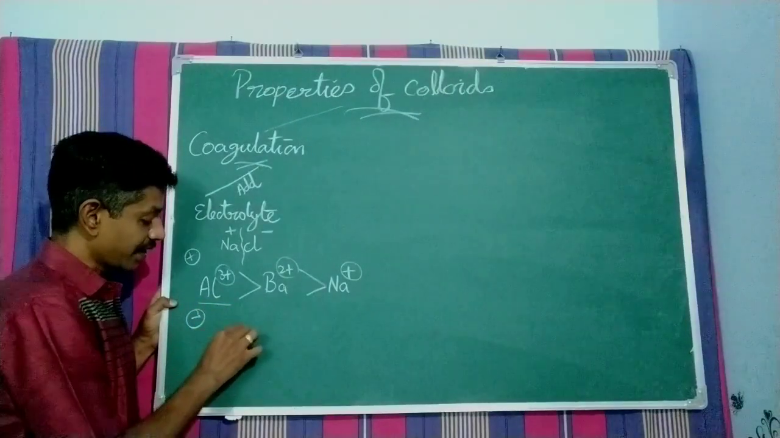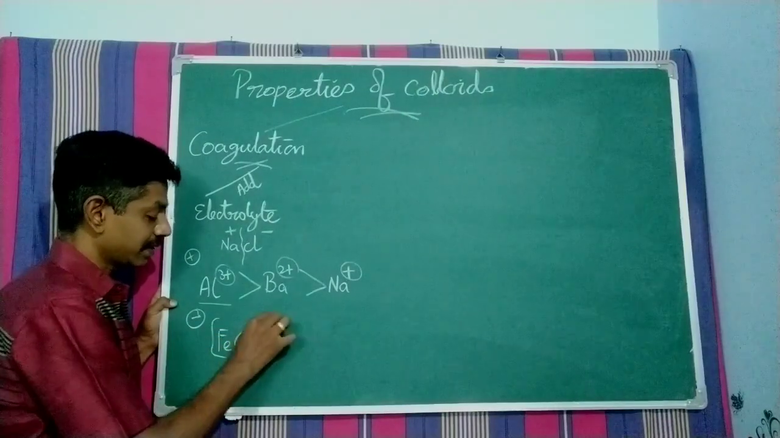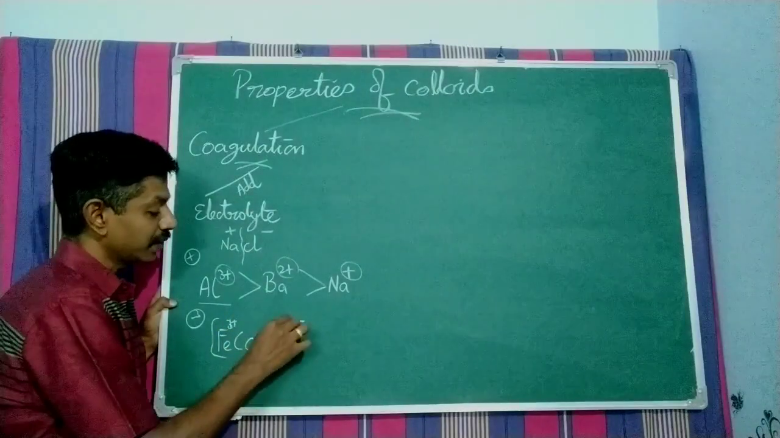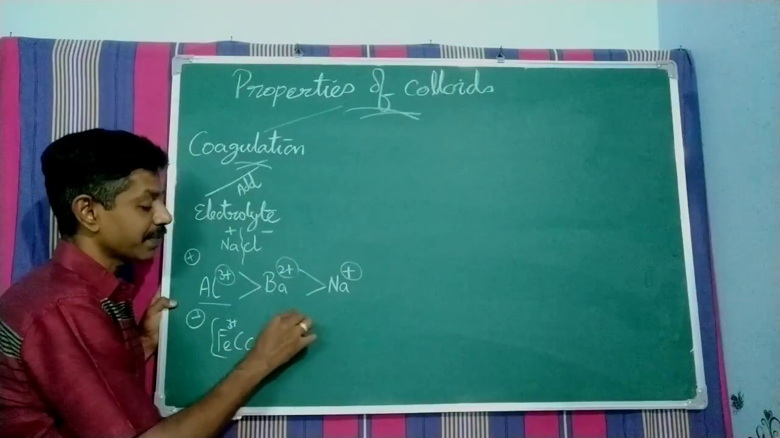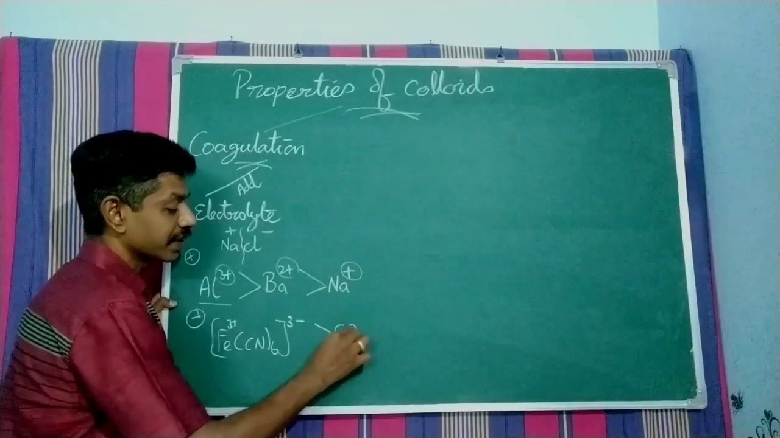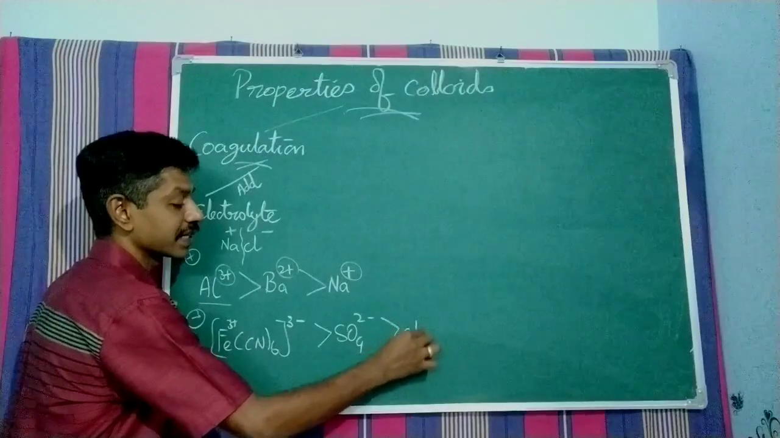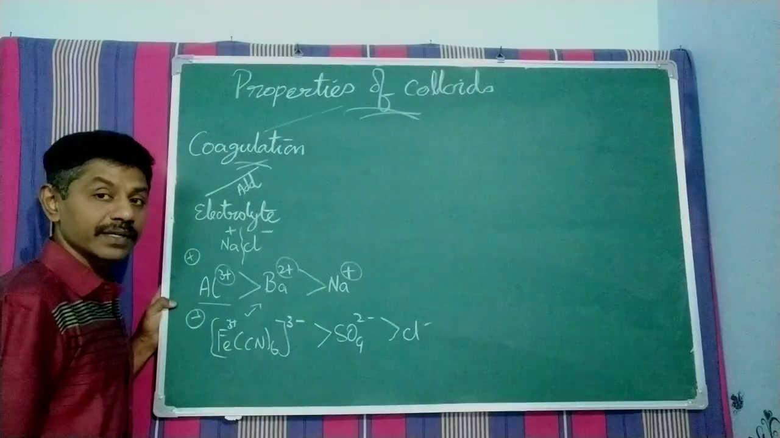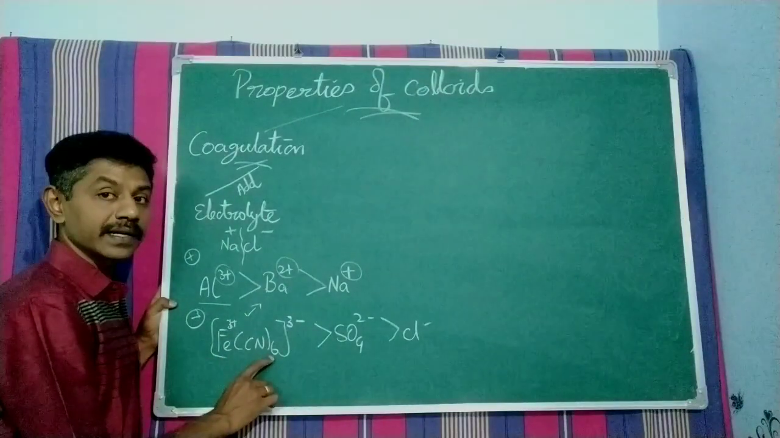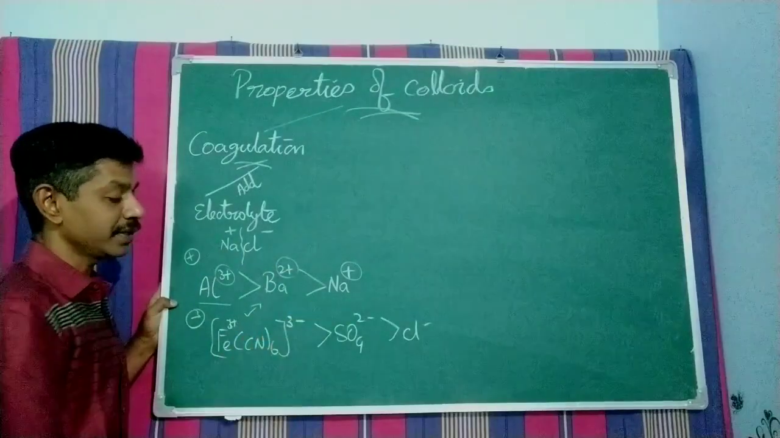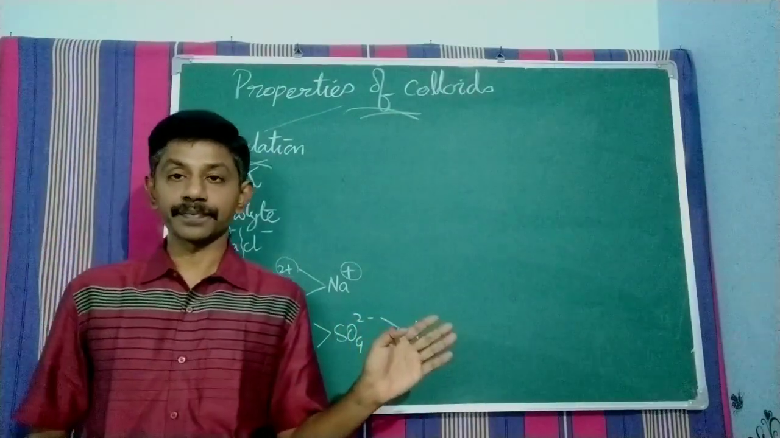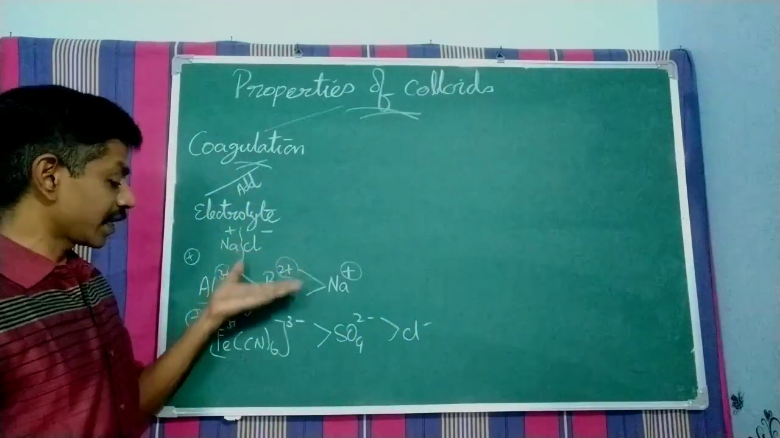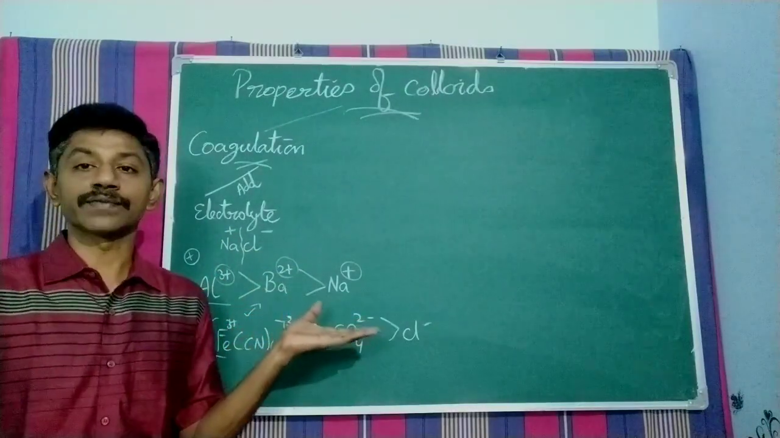We have [Fe(CN)6] 3-, which is a complex anion, and you can see the 3- charge is available. Similarly, you have SO4 2- and Cl- ion. The precipitation or coagulation power of the ferricyanide ion is comparatively more because of the greater negative charge available. So coagulation depends on the addition of electrolyte, and we have to talk about this factor.